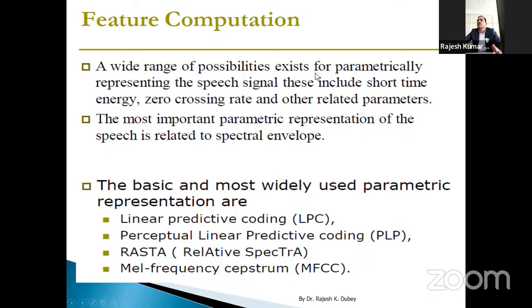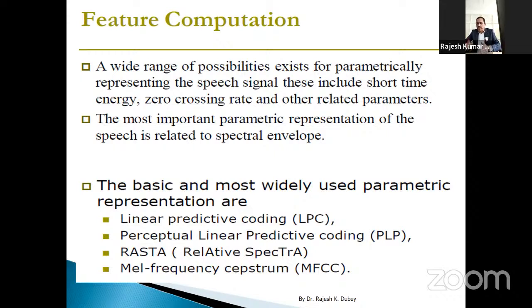A wide range of possibilities exists for parametrically representing the speech signal. These include short-time energy, zero crossing rate, and short-time autocorrelation. These things we can calculate, and we call them features. These are time domain features.